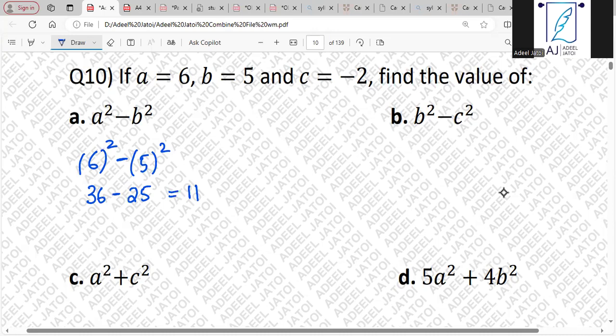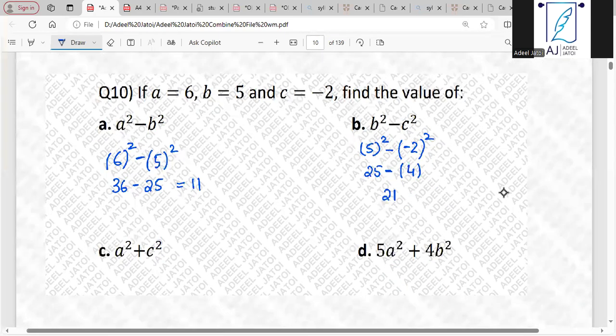Similarly, let's look at part B. The value A is equal to 6, B is equal to 5. So we have 5 squared minus, and we have -2 as the C value, and we will square the numbers. So this will be 25 minus, and -2 squared is 4. So 25 minus 4 will become 21. So the part B answer will be 21.